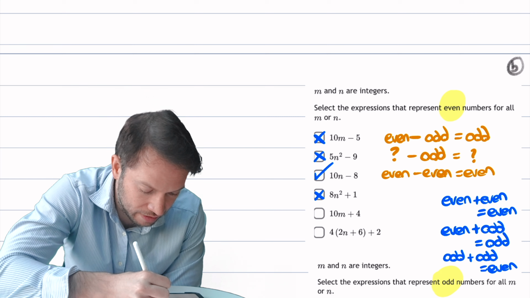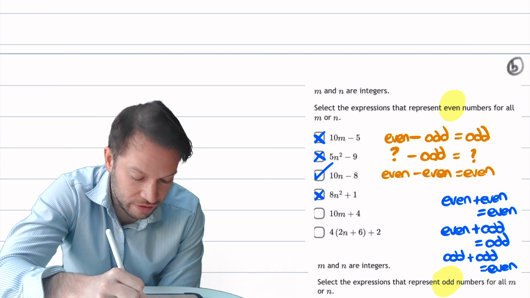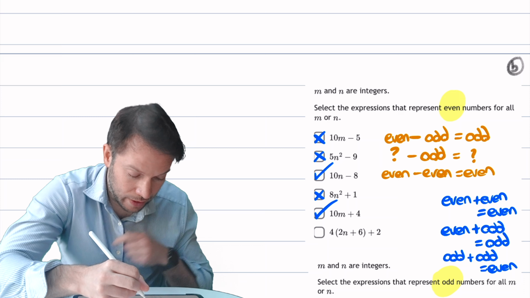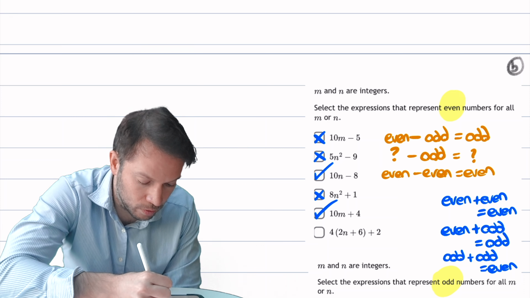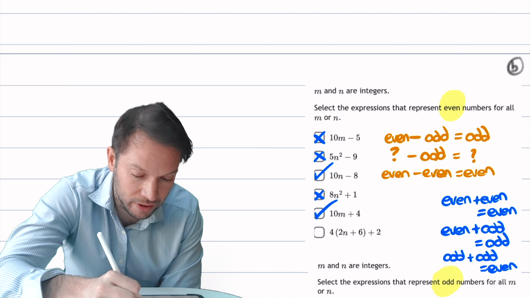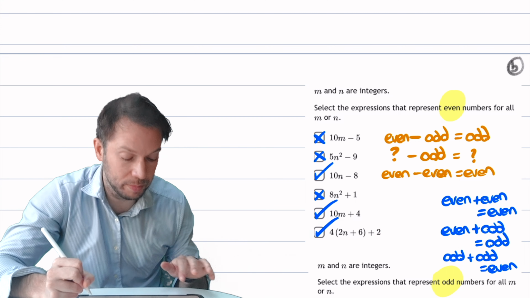Now, 10's an even number, 4's an even number. So this one is guaranteed to be even. And then the last one, it's 4 times something. 4's an even number, and the 2's an even number. Even plus even is even. So that one is guaranteed to be even.